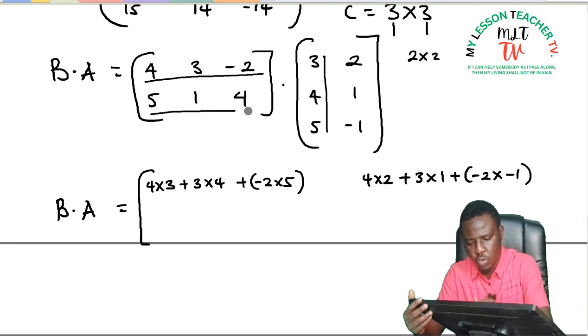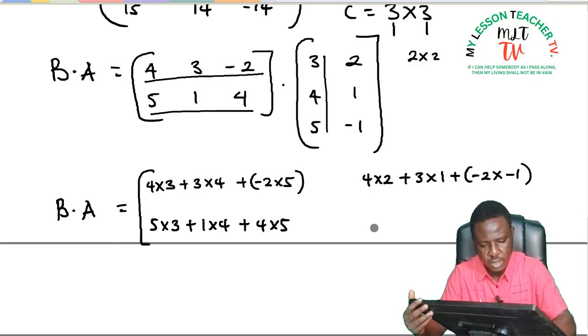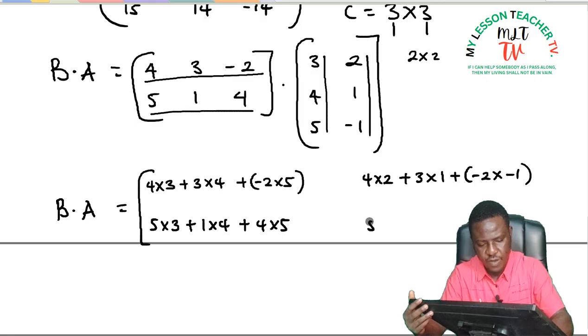C21 is going to be second row, first column, which will be 5 times 3, plus 1 times 4, plus 4 times 5. C22 will be second row, second column. That will be 5 times 2, plus 1 times 1, plus 4 times minus 1. So you go ahead and simplify this.